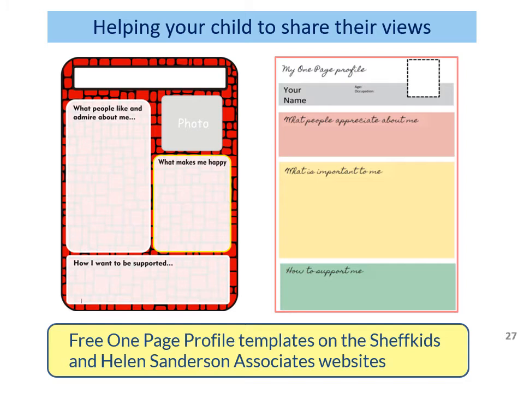A one-page profile captures all the important information about a person on a single sheet of paper under three simple headings: what people appreciate about me, or what they like and admire about me, what's important to me or makes me happy, and how best to support me. These deceptively simple summaries really can help a child or young person's voice to be at the centre.